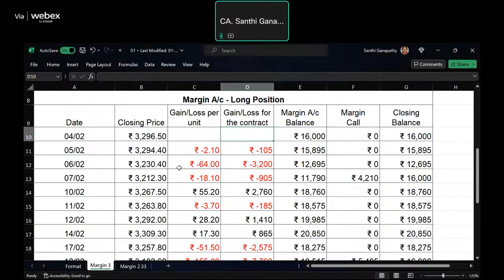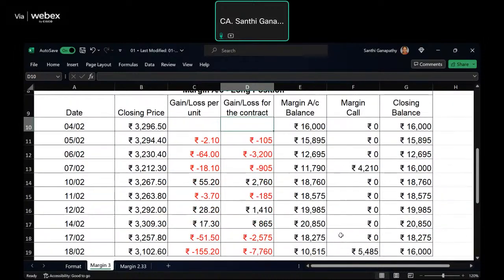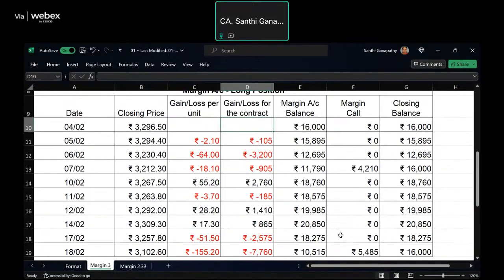So again, next day, another drop, what is the loss? Next day, again, it drops, what is the loss? Totally, you find that it has dropped 11,790 by adjusting all the losses. Now this has fallen below 12,000. Therefore, you make a margin call. You have to deposit this money. It will come to 16,000 again. You have a profit, means it will be added. You have a loss, means it will be deducted. This will go on till the last day where they want you to prepare the accounts.